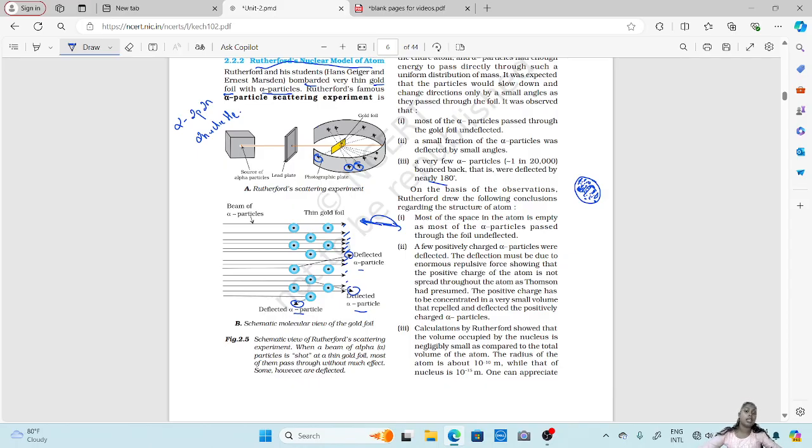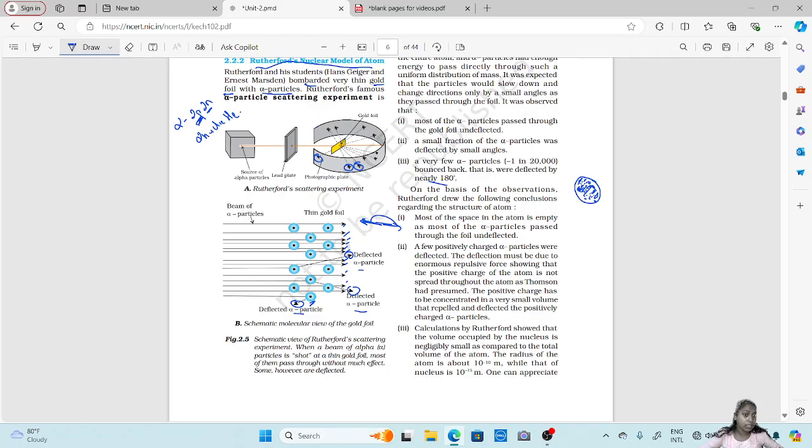There were a few positively charged alpha particles which were deflected, right? Alpha particles are two protons and two neutrons. So they are positively charged, right? They are not electrons, they are protons. So a few of the positively charged particles were deflected, as we can see here. These are the few particles that are deflected. Thus, the deflection must be due to the enormous repulsion force, showing that the positive charge of the atom is not spread throughout the atom, as Thomson said.